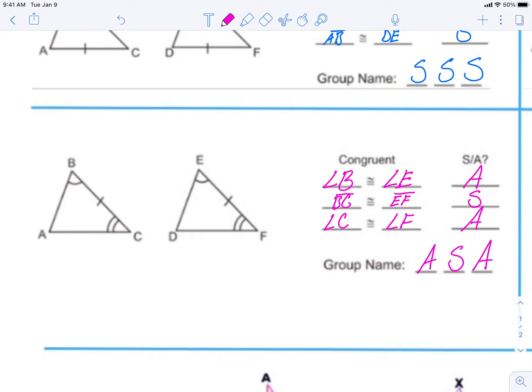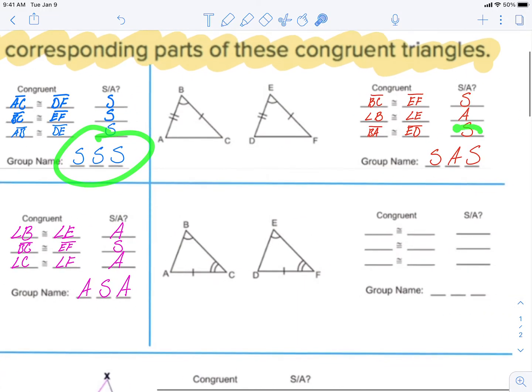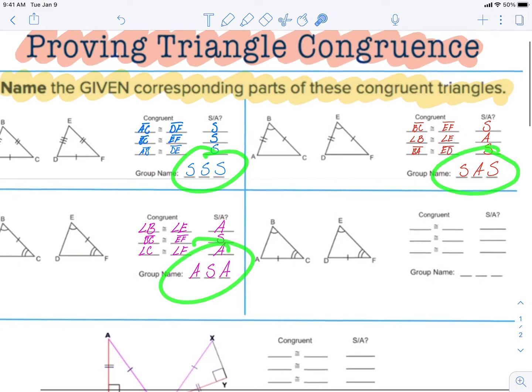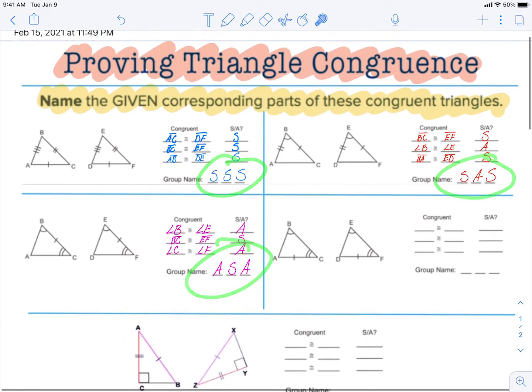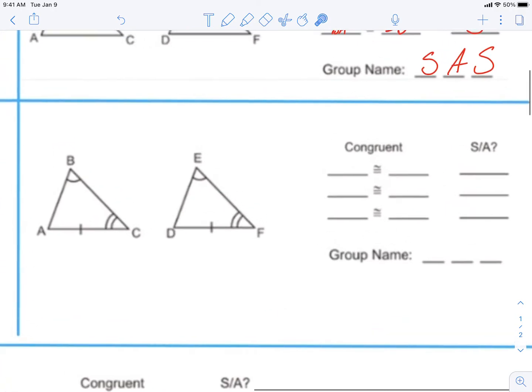Okay. So we have three ways so far. We have side, side, side. We have side, angle, side. And we have angle, side, angle. And I'm sure by now you guys have already noticed that we need three parts to prove that a triangle is congruent. Okay. Next one.